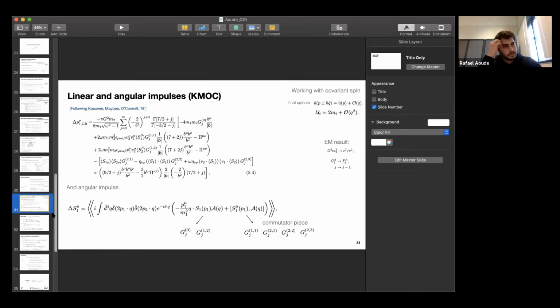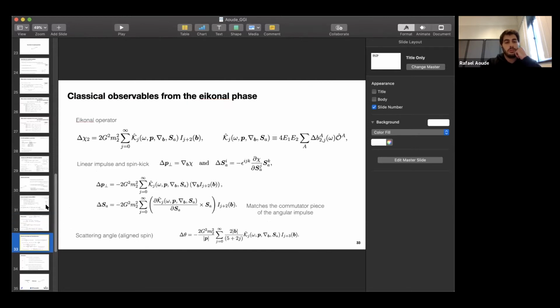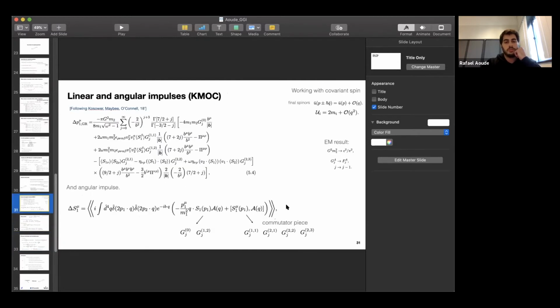And maybe the interesting piece is that you can see from the impact parameter observables that when you calculate the spin kick from the eikonal phase, you take a derivative with respect to this S, so you only obtain such kind of terms. So you don't obtain the monopole in that description. So it's puzzling. This is what we did and what we saw, but indeed you obtain the same part as the commutated piece. Exactly.